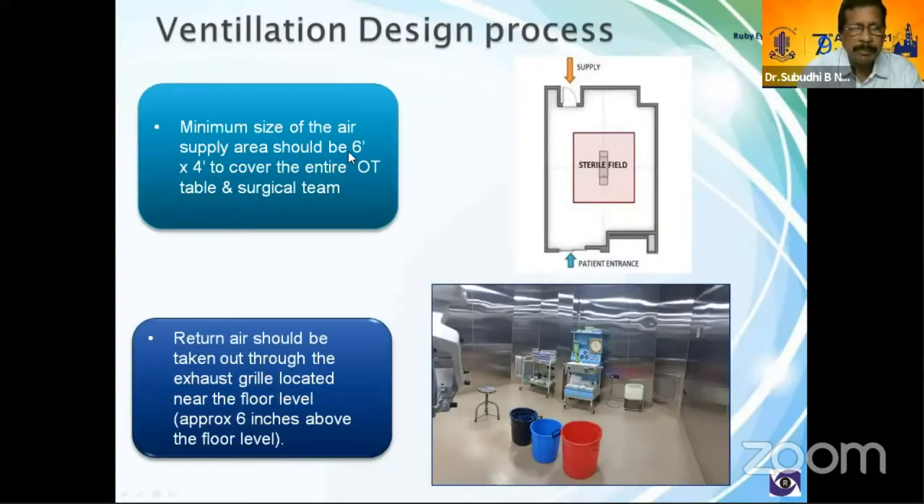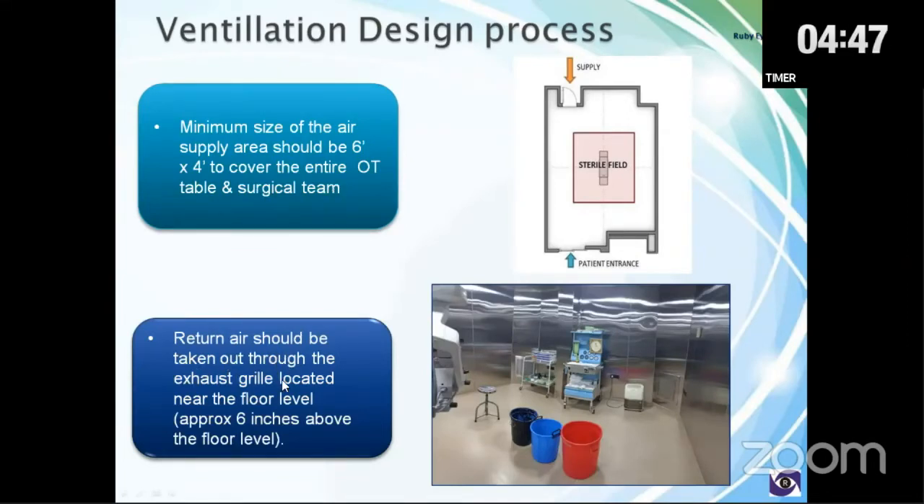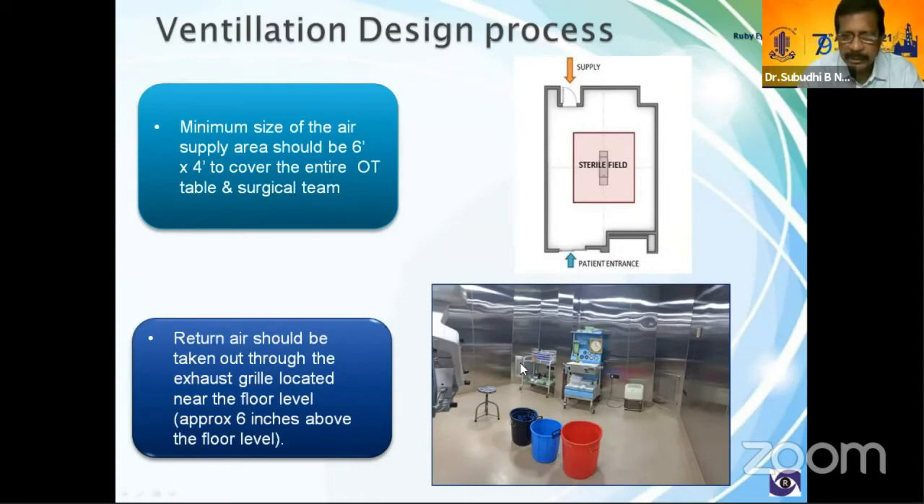The minimum size of the air supply should be 6 feet by 4 feet over the operation table and the surgical team, and return air should be taken out through the exhaust grill. These are the two exhaust grills here, and the two on the opposite side are 4 grills which take out the return air.